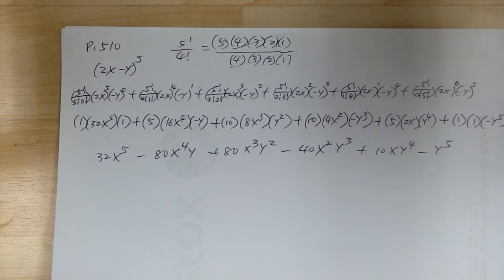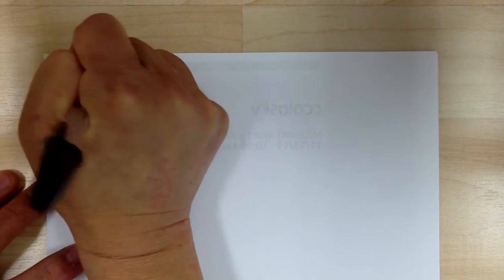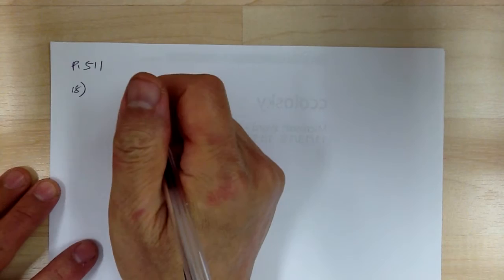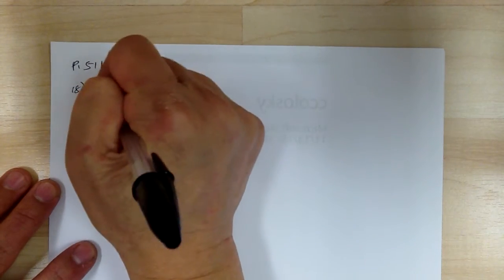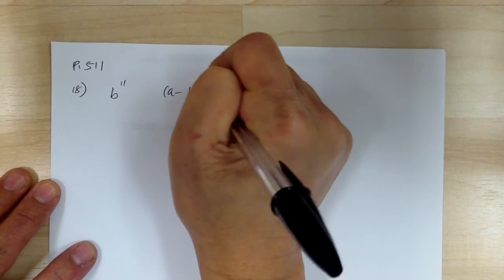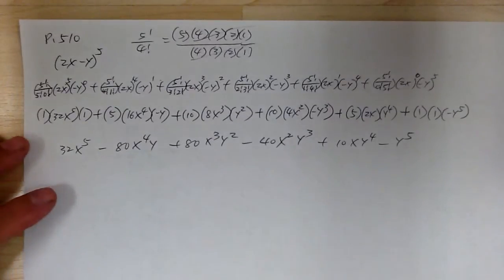Okay, so now let's go over some. So this is when you have to do the whole thing. Okay. So let's say they only ask you for particular terms. So let's go to page 511, and let's do number 18. So number 18, you're looking for the term containing b to the 11th power in a minus b to the 15th power. Oh, one more thing. Notice over here, you have to figure out which term.